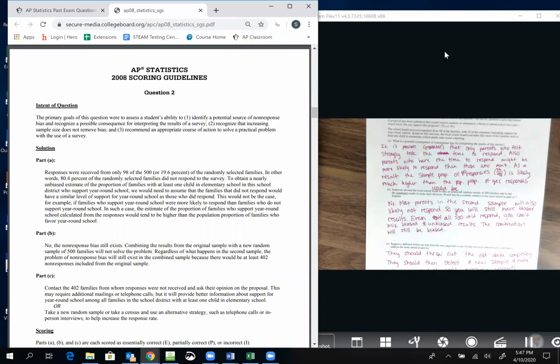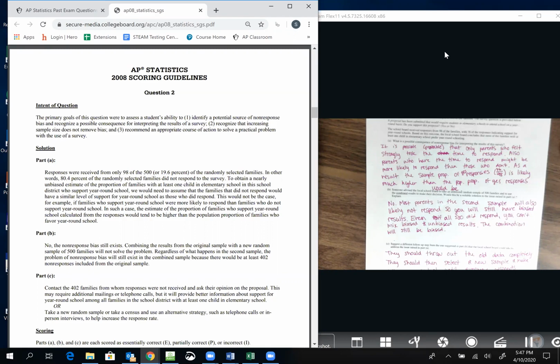Here we have the AP Statistics 2008 Scoring Guidelines, question 2. So this is the oldest question we've done so far. This is about school boards surveying. A proposal has been submitted that would require students in elementary schools to attend school on a year-round basis. Do you support this proposal, yes or no?